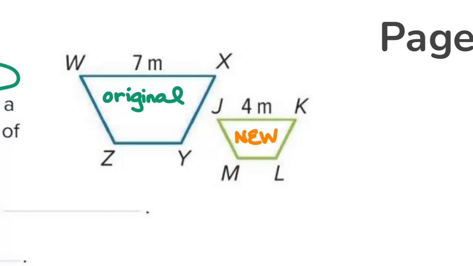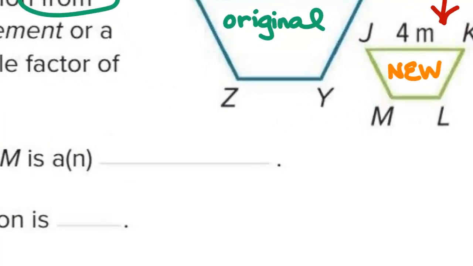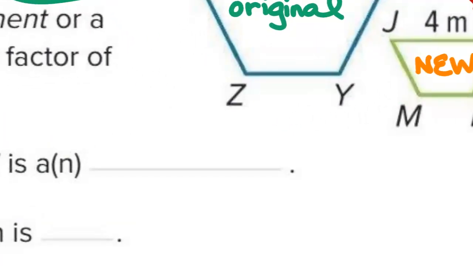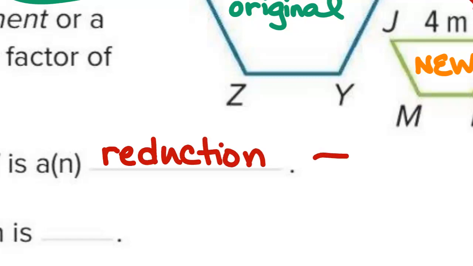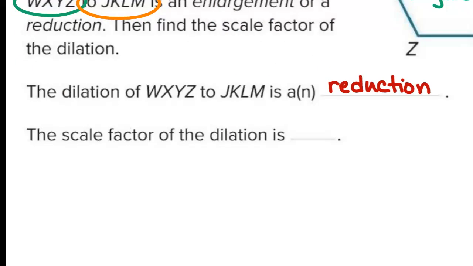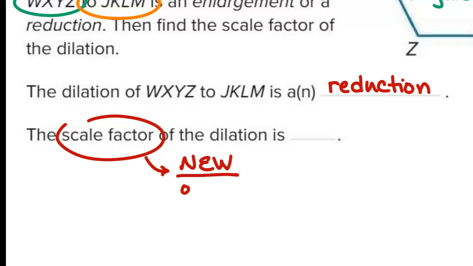If I start off as WXYZ, and then it becomes JKLM, did we get bigger or smaller? Smaller. So would this be an enlargement or a reduction? Reduction. And then they want us to find the scale factor. Remember, for scale factor, we do new over original.